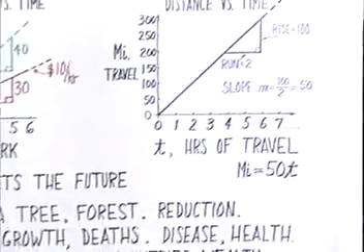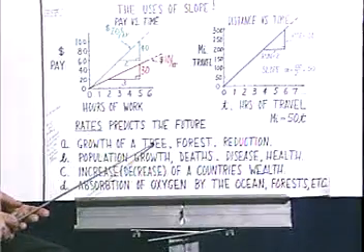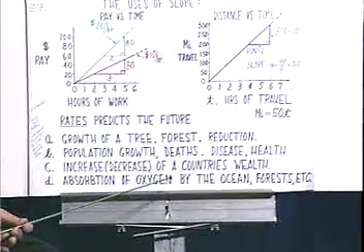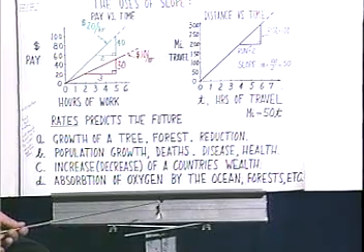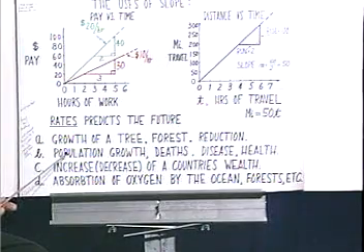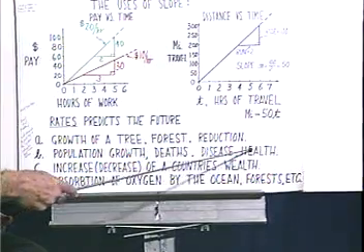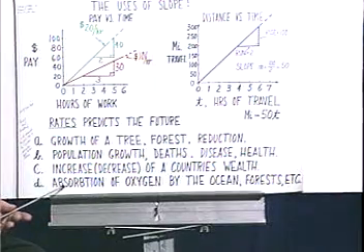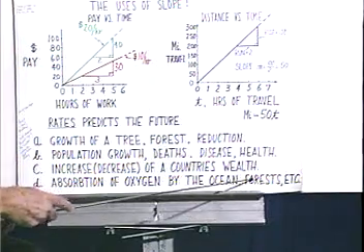Now, rates predict the future. They can predict the growth of a tree, the growth of a forest, or how fast a forest is being reduced, as the forests are being reduced now in countries like Brazil, unfortunately. And it can predict population growth, the death rate, the disease rate, the health rate, increase or decrease of a country's wealth, the absorption of oxygen by the ocean, the absorption of carbon dioxide by forests.